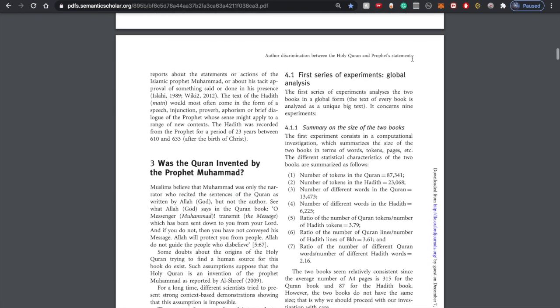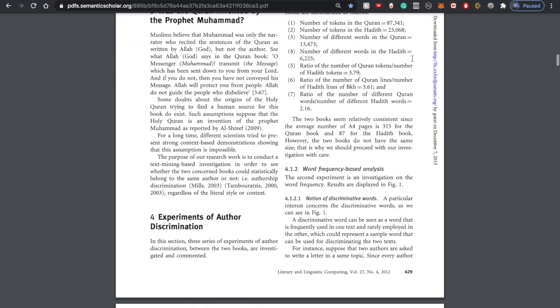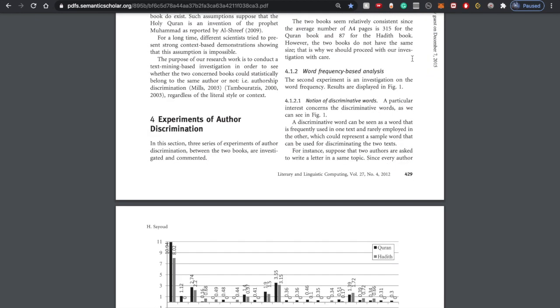So the first section is about looking at the text from a global standpoint. In the second section, we break them down into pieces and segments, and the third section again is looking at authorship using different tests. So let's go into these. I'll try and summarize some of these studies that have been done, and then I'll put the links in the description if you want to look at them in more detail.